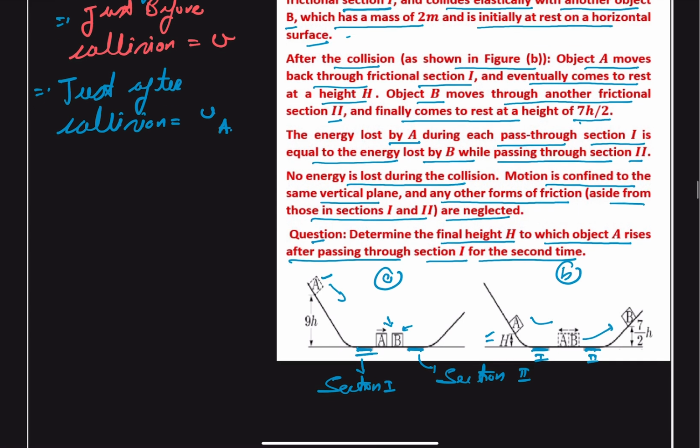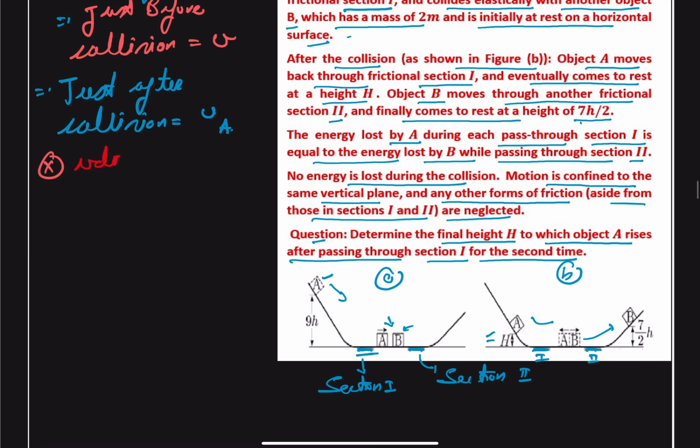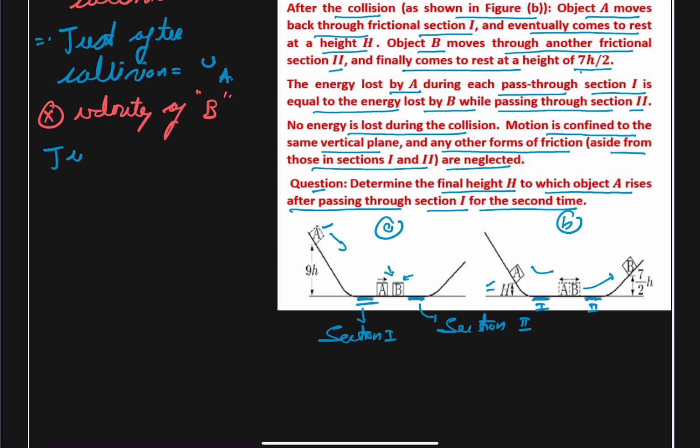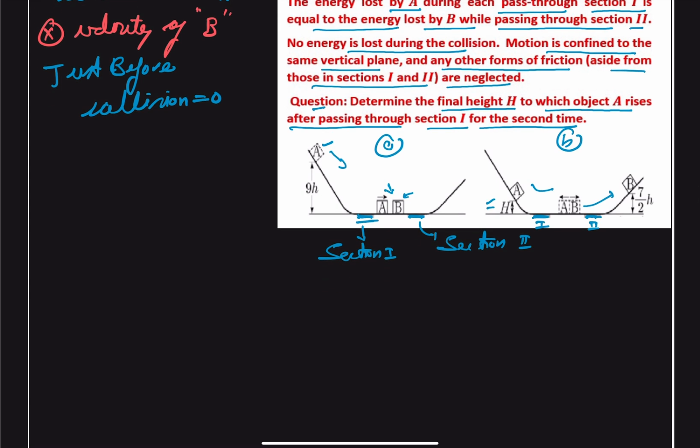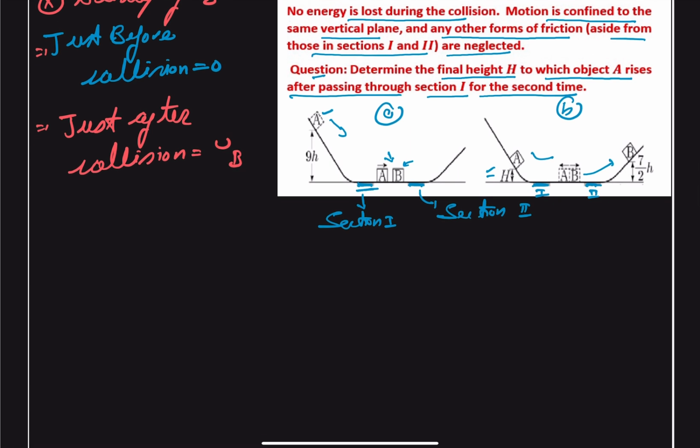So the velocity of B just before collision will be 0 because it is at rest, and just after collision is vb. So A will have a velocity of v just before collision, and B has a velocity 0, and after the collision A will have a velocity of va, and B is going to have a velocity of vb. So we can use the conservation of energy as well as conservation of momentum.